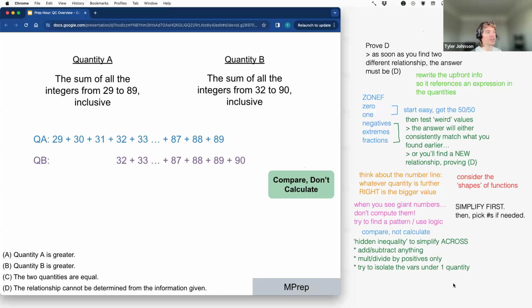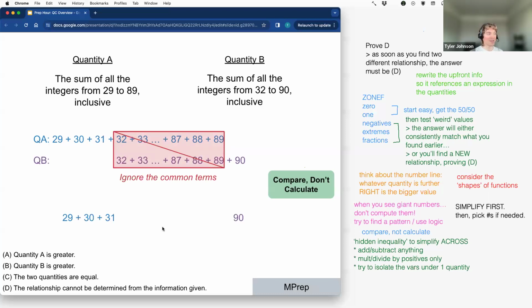And what you'll notice is there's a lot of overlap between these two quantities. So I can effectively just subtract all of that overlap from both of my quantities. And really, I'm just focusing on what's different. And what's different actually turns out to be the same. Both these sums are now 90. So the answer is C.